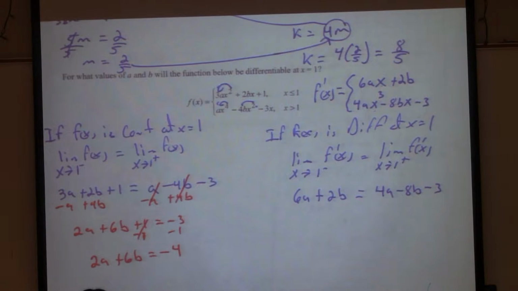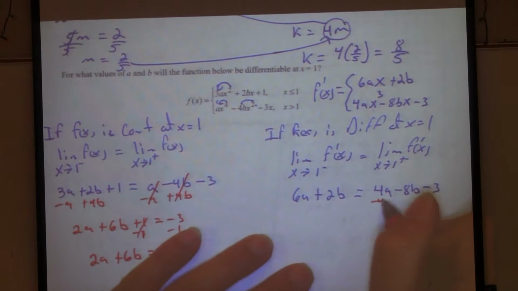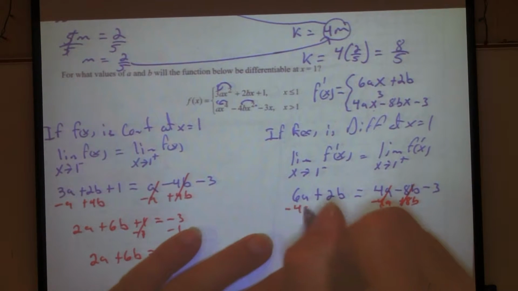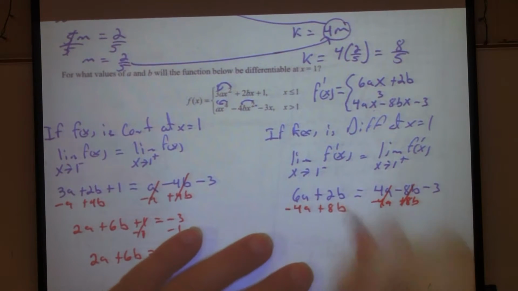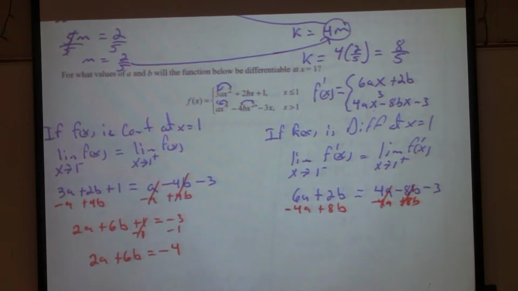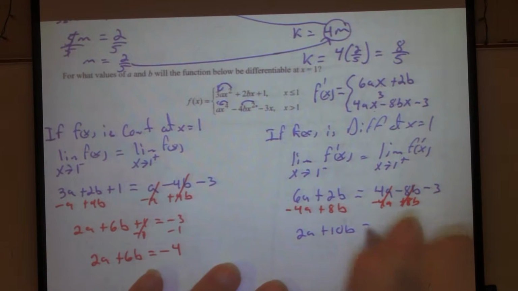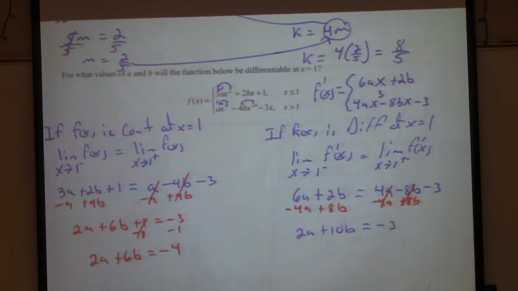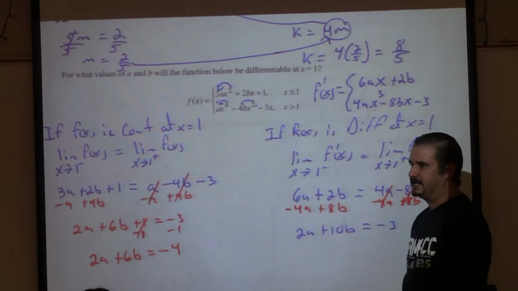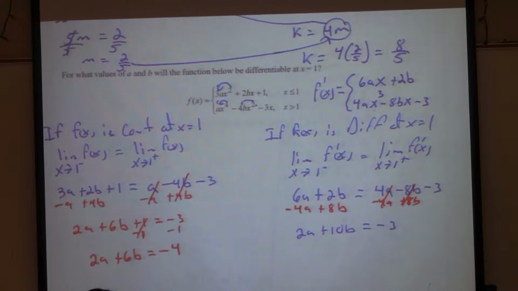Move stuff around, right? Minus 4a plus 8b. Minus 4a plus 8b. That's going to give me 2a plus 10b equals? Awesome. So do I have my two equations? Can I put them together in order to work it out?